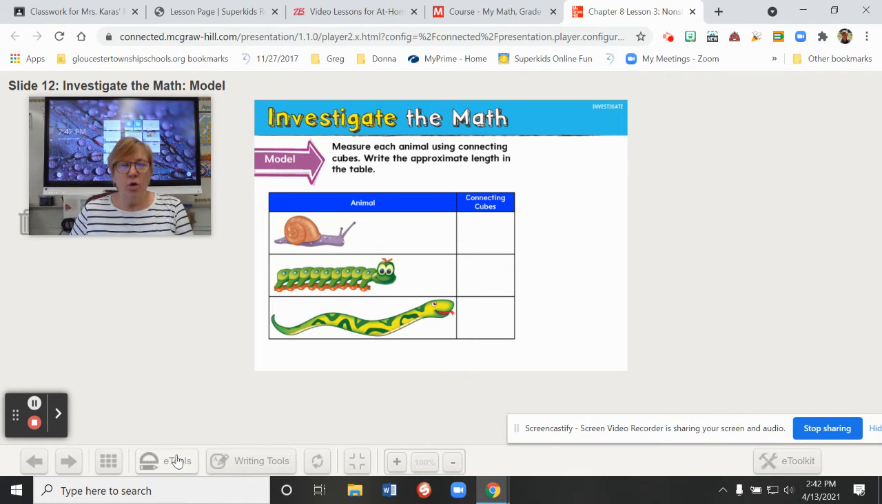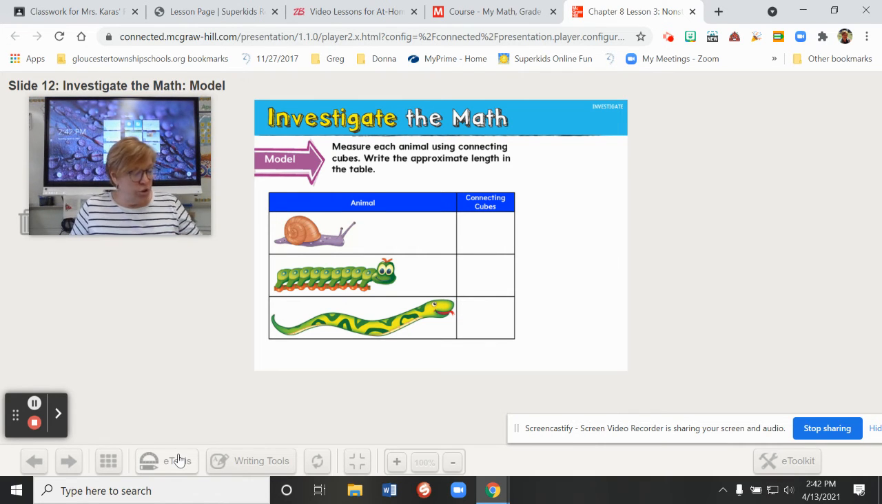So today, you're going to use, and they call it non-standard because a standard unit of measure is something that is consistent, meaning if I have a ruler and you have a ruler, we would get the same measurement using a ruler that is, say, 12 inches. That would be the same. But non-standard is using something different to measure, okay? So today we're going to be using connecting cubes.